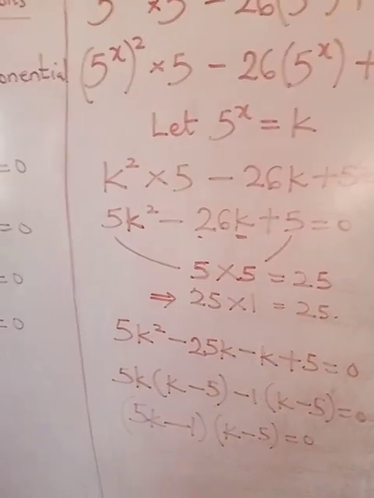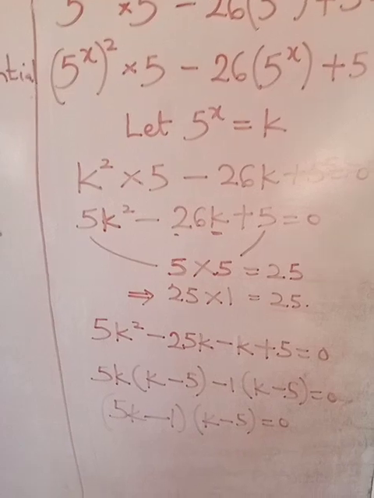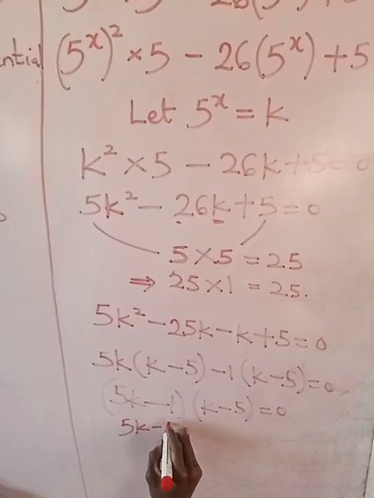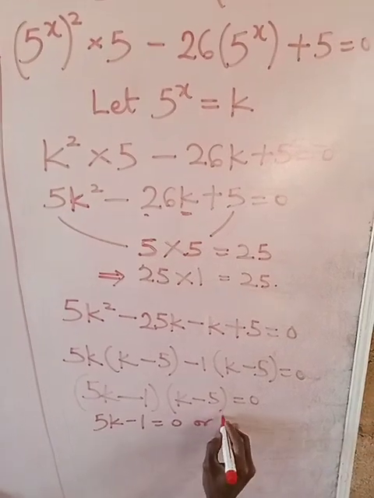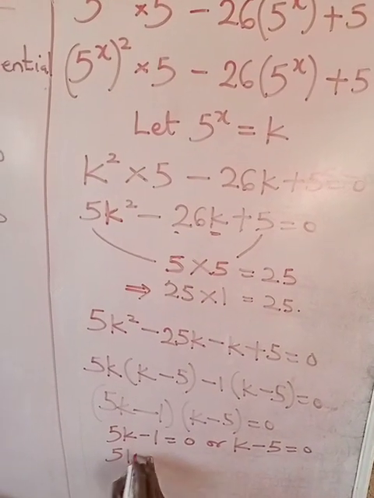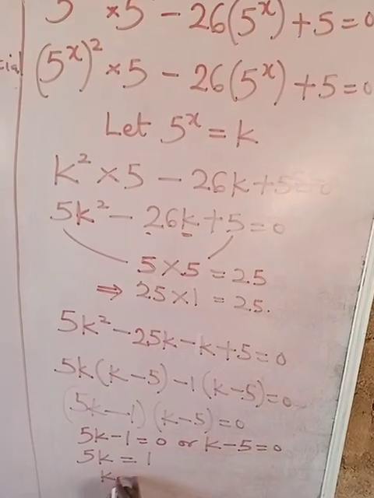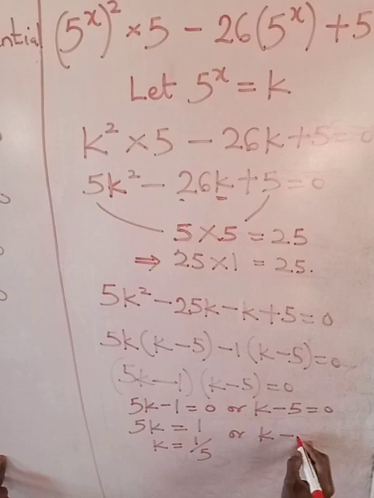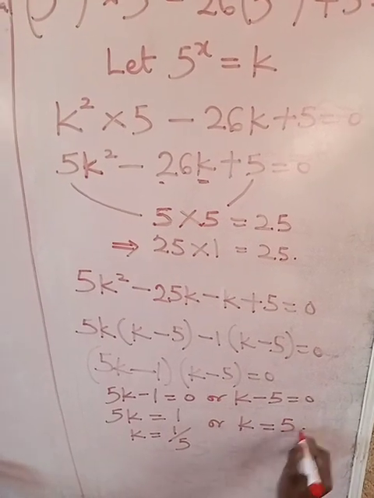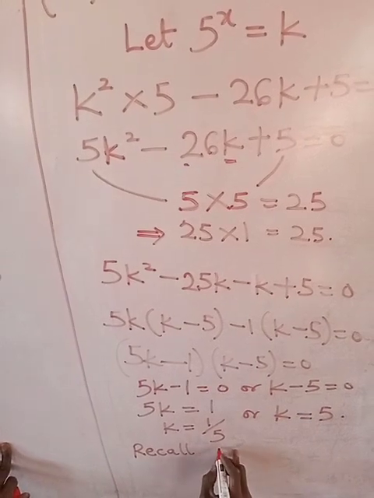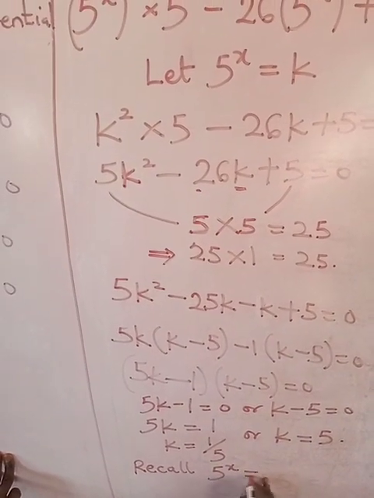I hope you are getting that. Then we find the value of k by equating each of them to 0. We have 5k minus 1 equals 0, or k minus 5 equals 0. So 5k will be 1, and so k will be what? 1 divided by 5. Or you say k will be what? Equals 5.